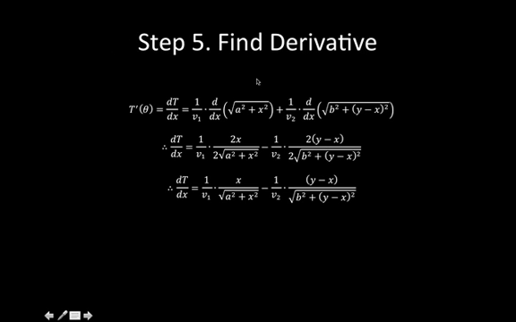Step 5, here we go. Calculus time. We're going to find the derivative of the function of time. So T prime of x, because x is the variable, is equal to dT over dx, Leibniz notation. Again, 1 over v1 is a constant, you can take it out. Differentiate this term, same thing here, and differentiate this term.